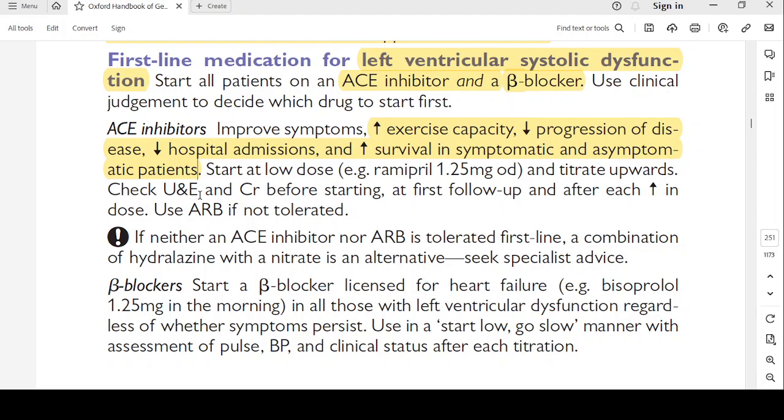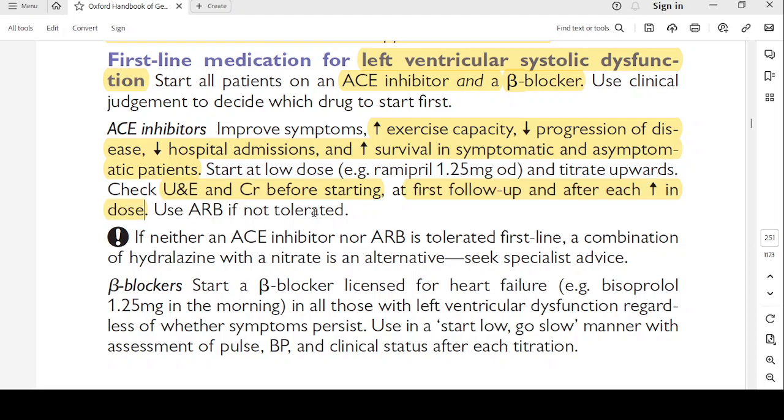Check urea and electrolytes and creatinine before starting an ACE inhibitor. That you know why, right? Because potassium, if it is more than 5, you don't start ACE inhibitors. You need to ask for specialist advice before starting ACE inhibitors, and creatinine also. At first follow-up, check creatinine because you need it for monitoring. After 2 weeks, you have to check urea, electrolytes and creatinine again to check whether it is increased. So you have to check urea and electrolytes and creatinine before starting, at the first follow-up and after each increase in dose, because they can be deranged.